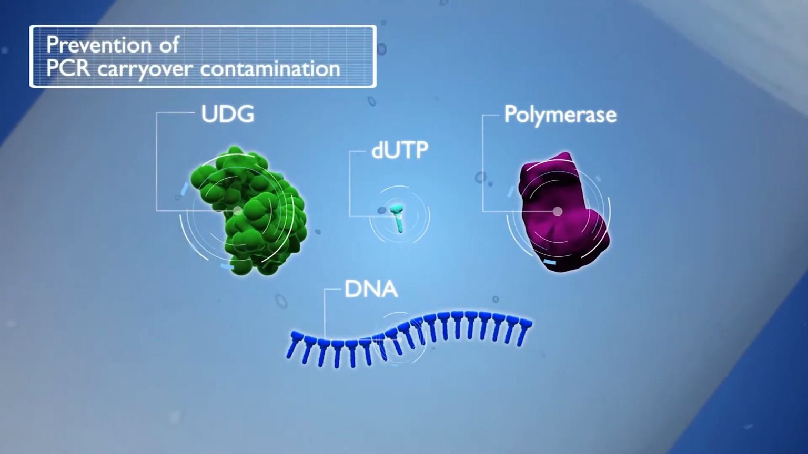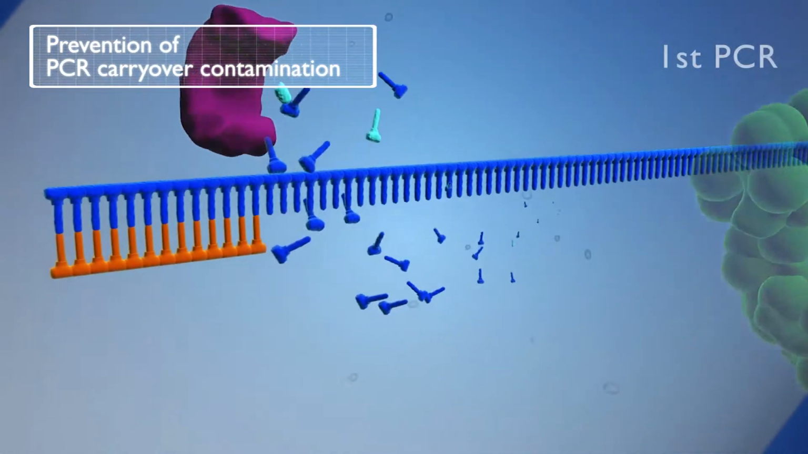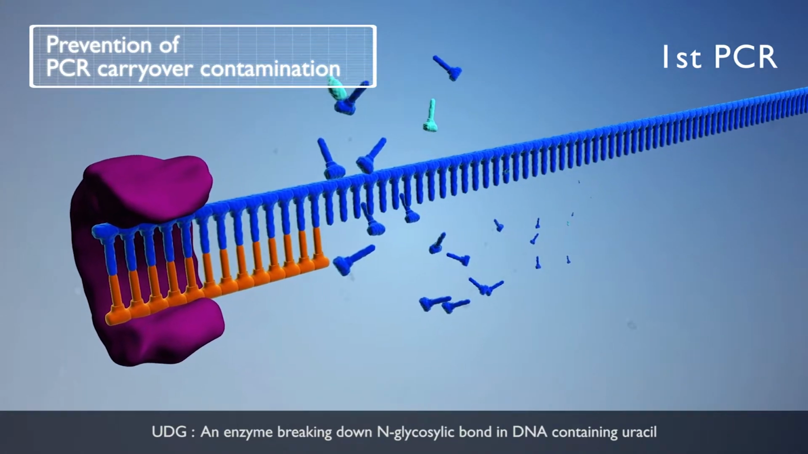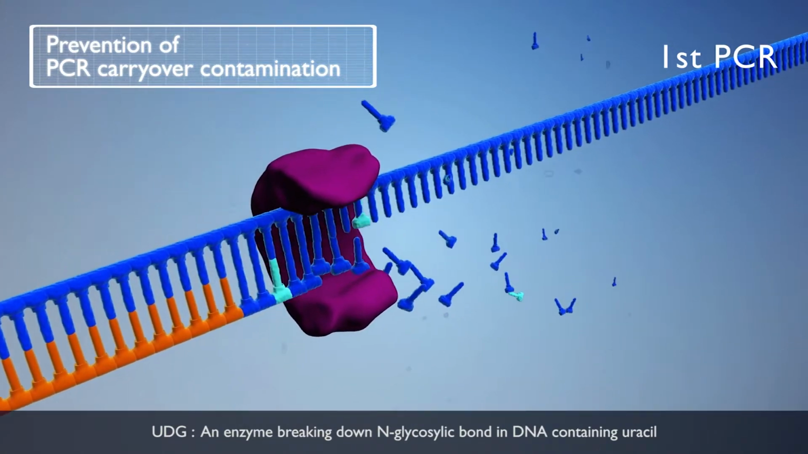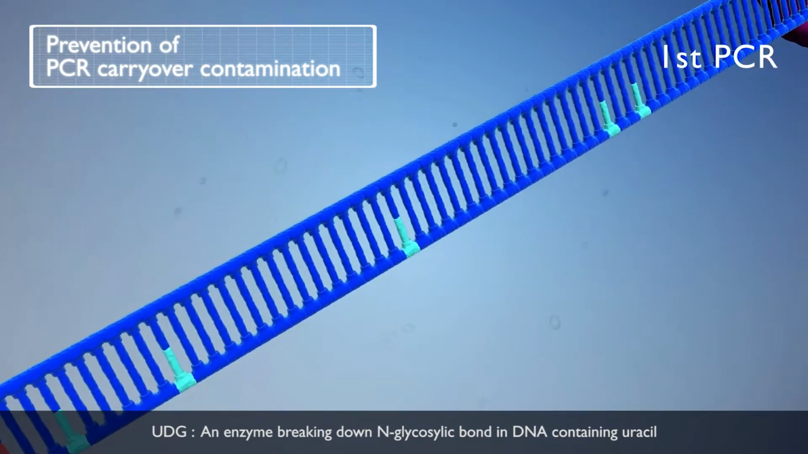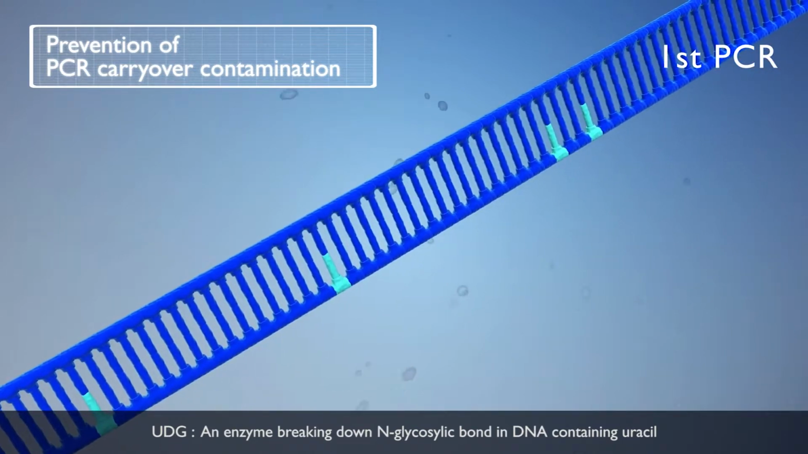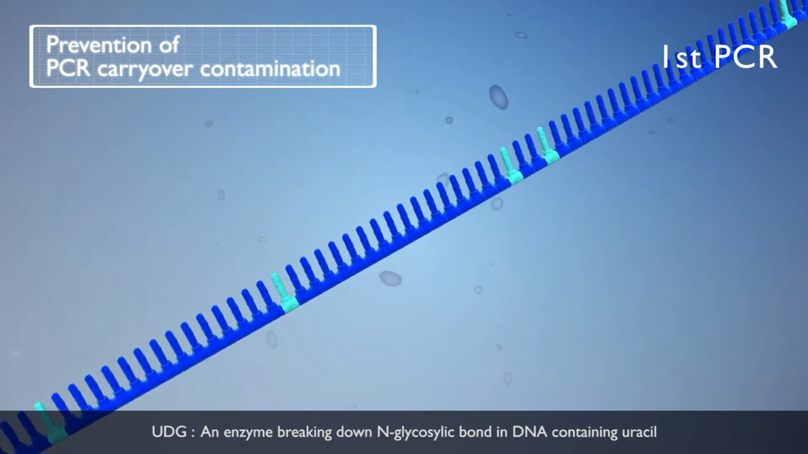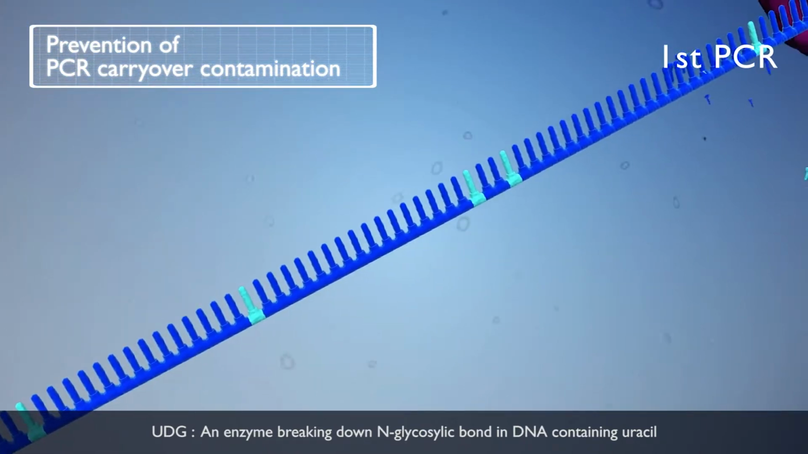PCR carryover contamination can be prevented by using UDG and dUTP. UDG hydrolyzes the N-glycosidic bond between deoxyribose sugar and uracil in DNA. In the first PCR, dNTP containing dUTP instead of dTTP is used.